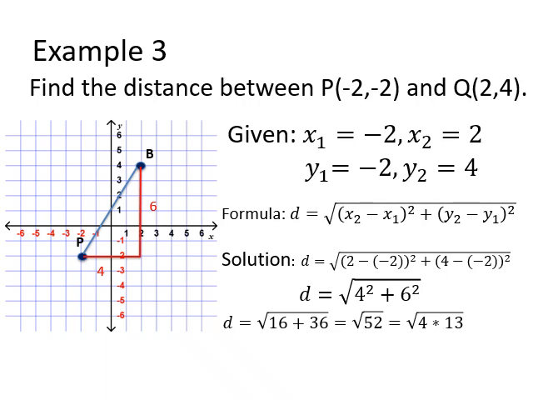Now, 52 is not a perfect square, but it has a perfect square factor, which is 4. So that is the square root of 4 times 13. To simplify, we get the square root of the perfect square factor, which is 4. So the square root of 4 is 2. So our answer is d equals 2 square root of 13.